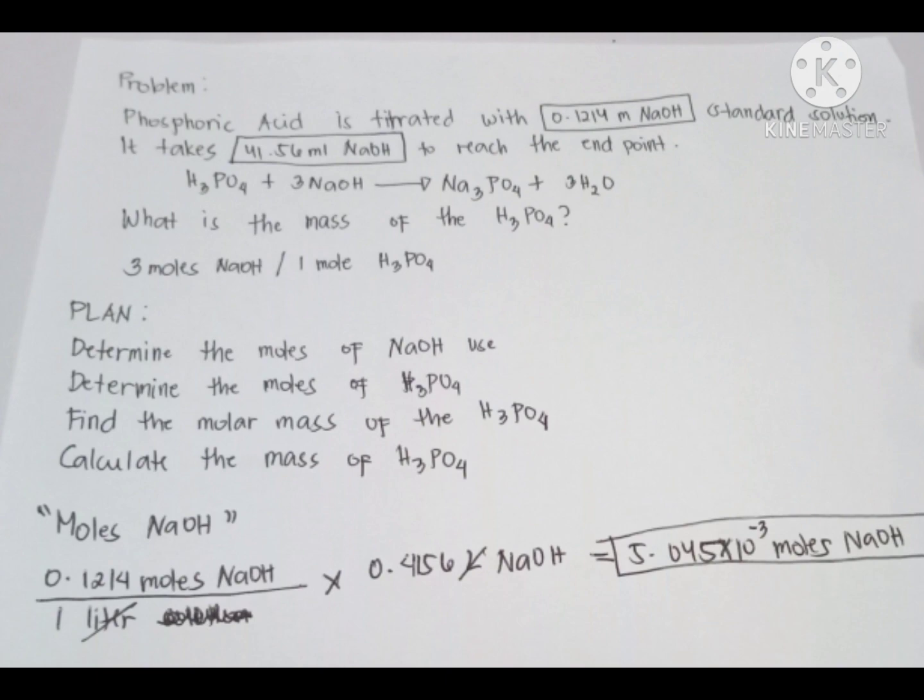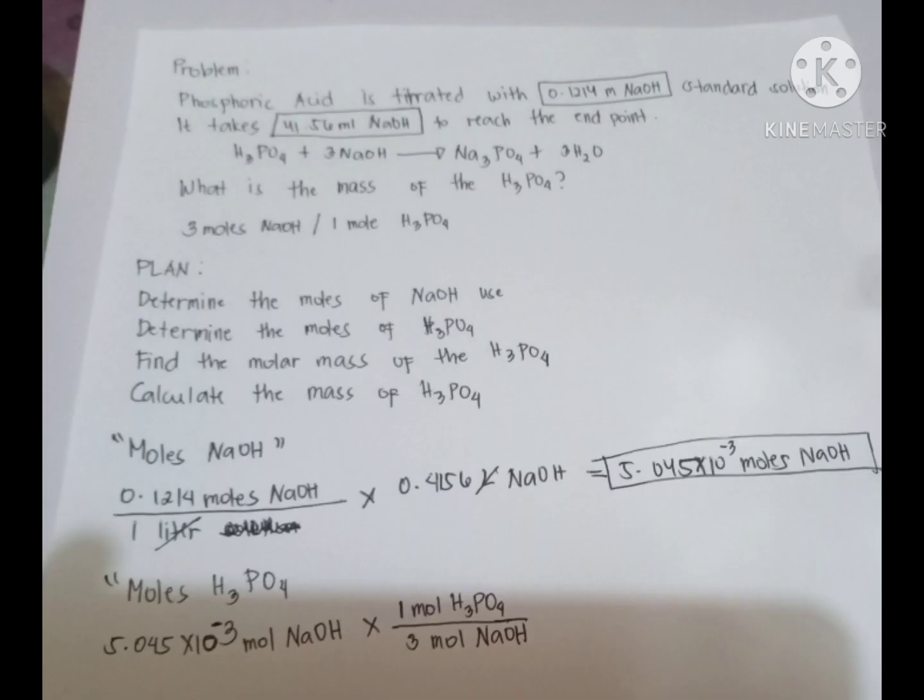So, cancel out the liters. And the result is 5.045 times 10 to the power of negative 3 moles of sodium hydroxide.